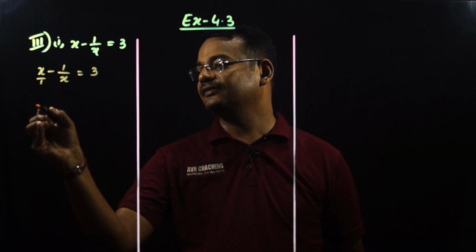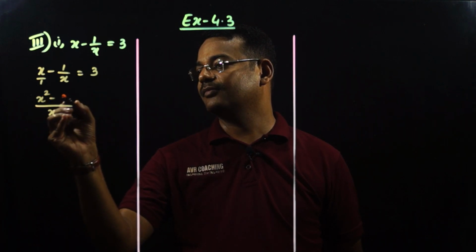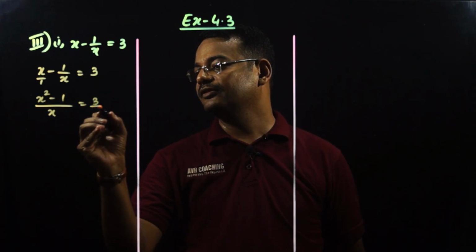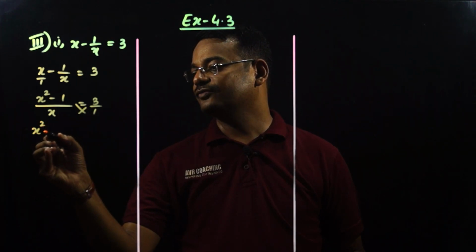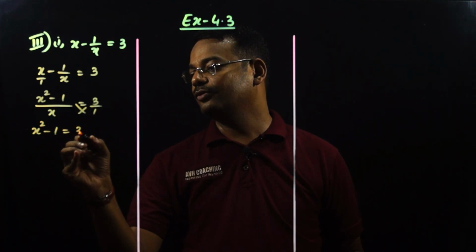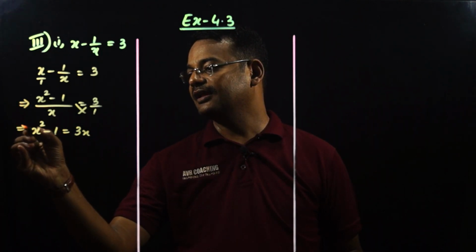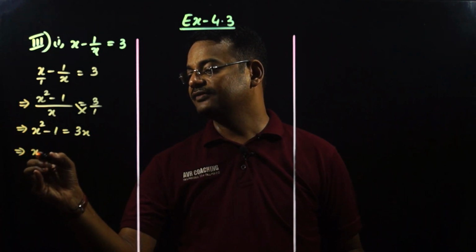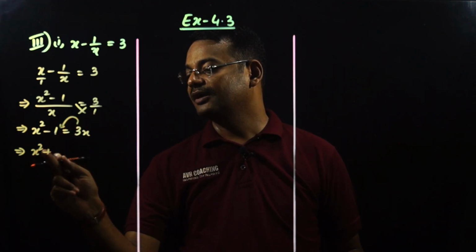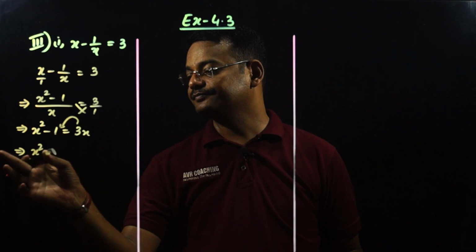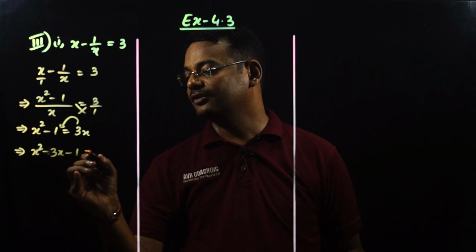So if we take the LCM, it is x. So x into x is x square minus 1, equals 3 by 1. When we cross multiply, this will be equal to x square minus 1 equals 3x. This can be written as x square, and if we bring 3x to this side, this will be minus 3x minus 1 equals 0.